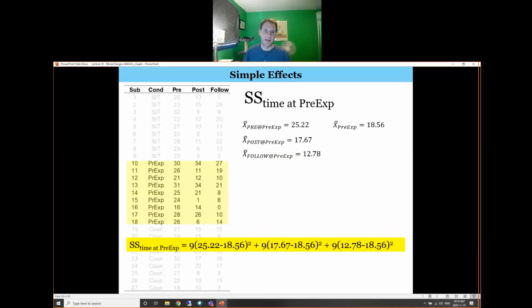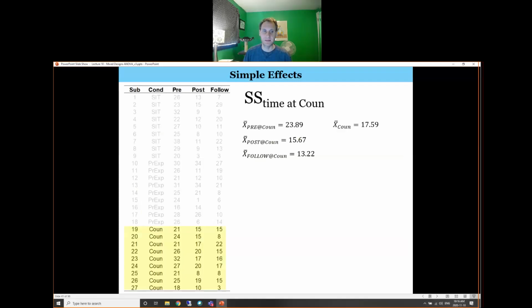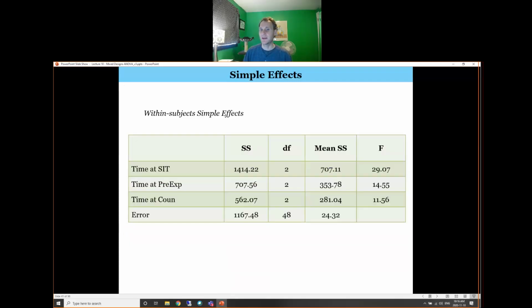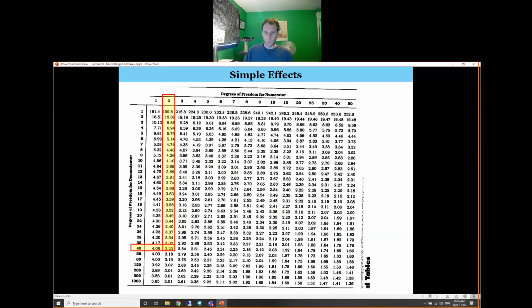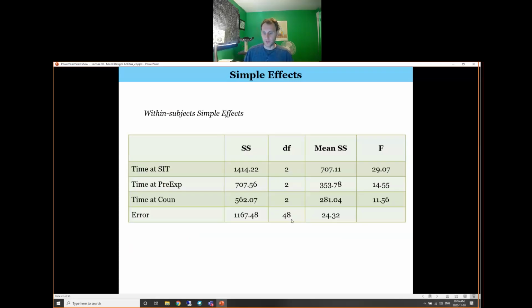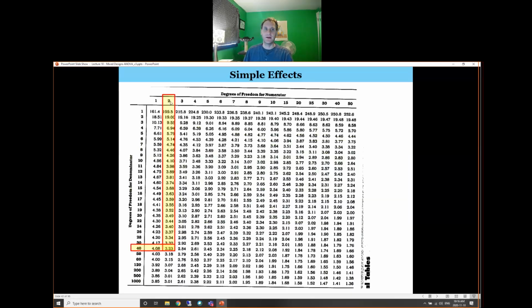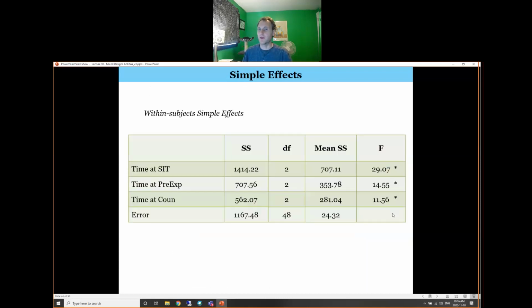We can go and do the same thing for the prolonged exposure condition and fill that into our table. And we can do the same thing for the counseling condition and fill that into our table. We had 2 and 48 degrees of freedom. So for our F, we have 2 and 40. I go to the closest without going over in my table. So my F critical is 3.23. So all of those effects are significant. So within each condition, PTSD symptoms did change over time.